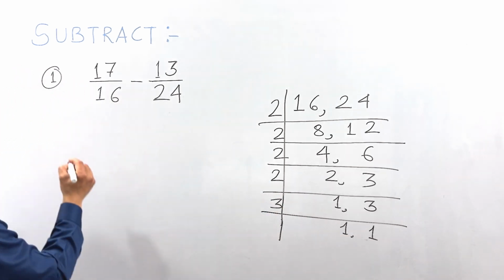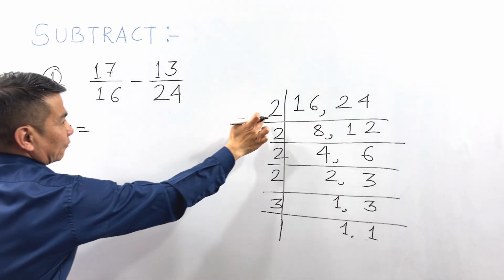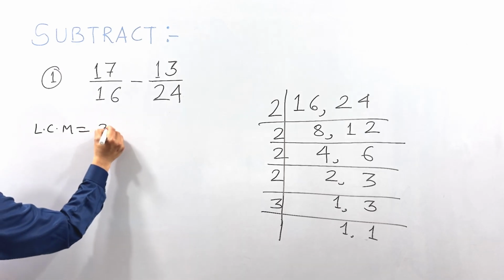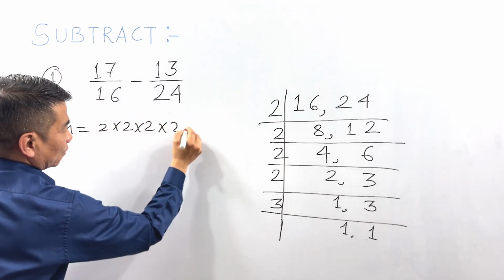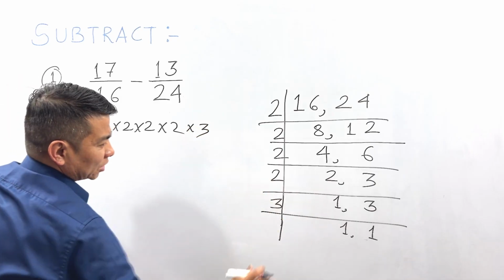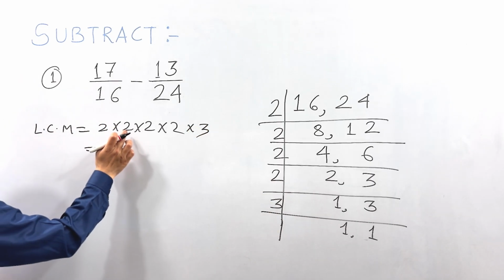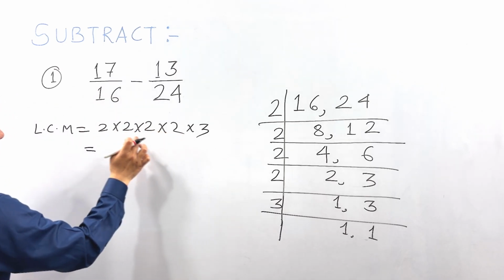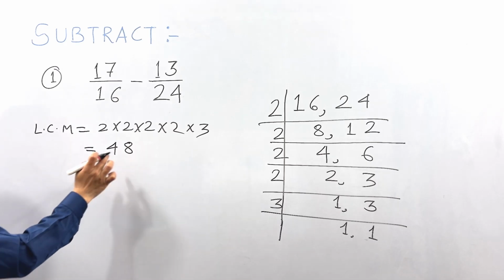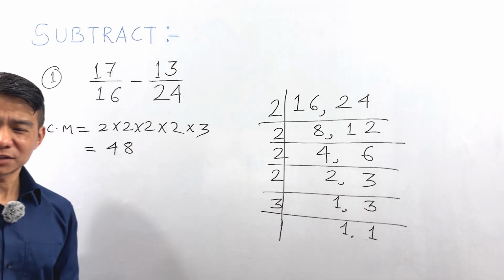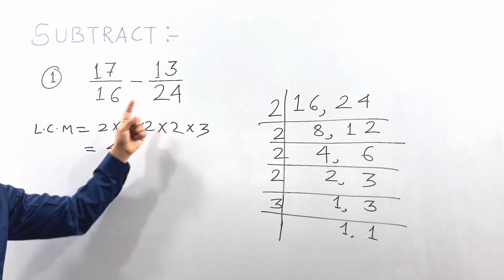Our LCM will be the product of the factors here, that is there are four 2's and one 3. No need to multiply that 1. So when we multiply 2 into 2 into 2 into 2 into 3, we get 4, 16, 48. So our LCM is 48. This is the first step of subtracting fractions with different denominators.